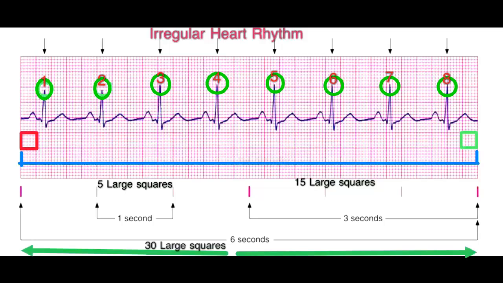So, to calculate the heart rate for this abnormal rhythm, the heart rate equals 8 times 10, which is 80 beats per minute. Count the number of R waves in the 30 large boxes, multiply by 10, and get the heart rate.